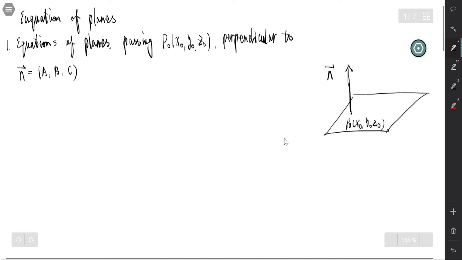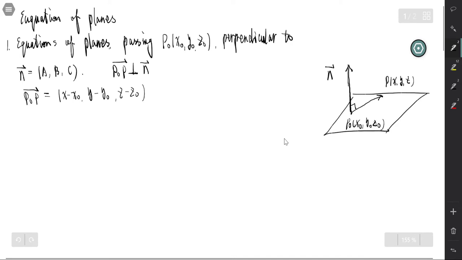How do we write down the equation of this plane? Suppose there is any point on the plane. We call this point P, with coordinates x, y, z, because it is an arbitrary point on the plane. Then from P naught to P there is a vector, and this vector should be perpendicular to the normal vector. That means P naught P should be perpendicular to n. And P naught P can be written as x minus x naught, y minus y naught, and z minus z naught.